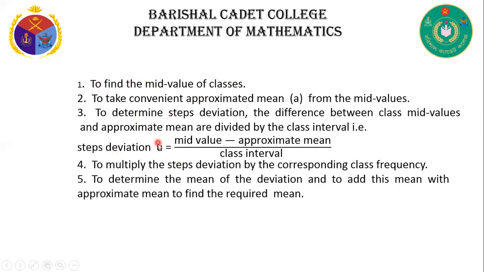Step deviation u means mid value minus approximate mean, divided by the class interval. Then we multiply the step deviation by the corresponding class frequency, and finally we determine the mean of the step deviation.